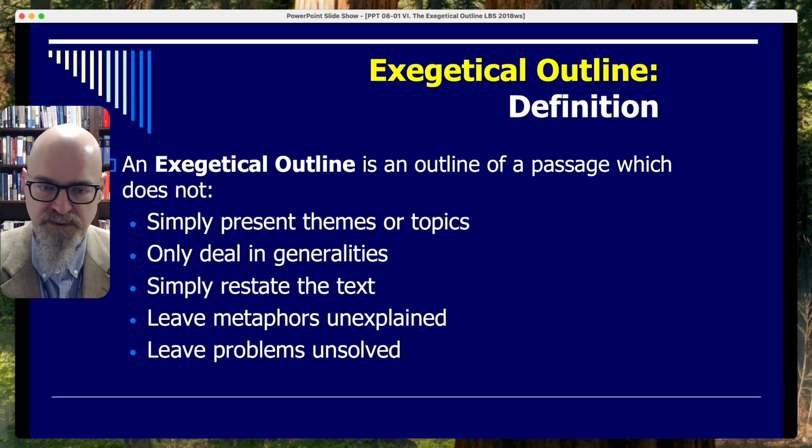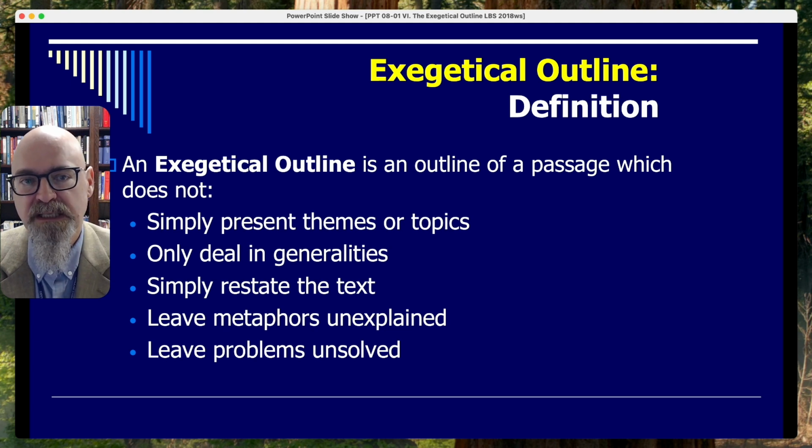Now, here's what it does not do. It does not simply present themes or topics. Oftentimes what you see in outlines are a presentation of a list of the themes. We're a bit more detailed than that. We're going to show how they fit together and how they create the argument. So it's not just a theme or a topic list. Nor is it just generalities. When we do an exegetical outline, we do not stay at the level of, in Ephesians 2:11 through 22, Paul is discussing the church. That's much too general. We're going to deal with specifics.